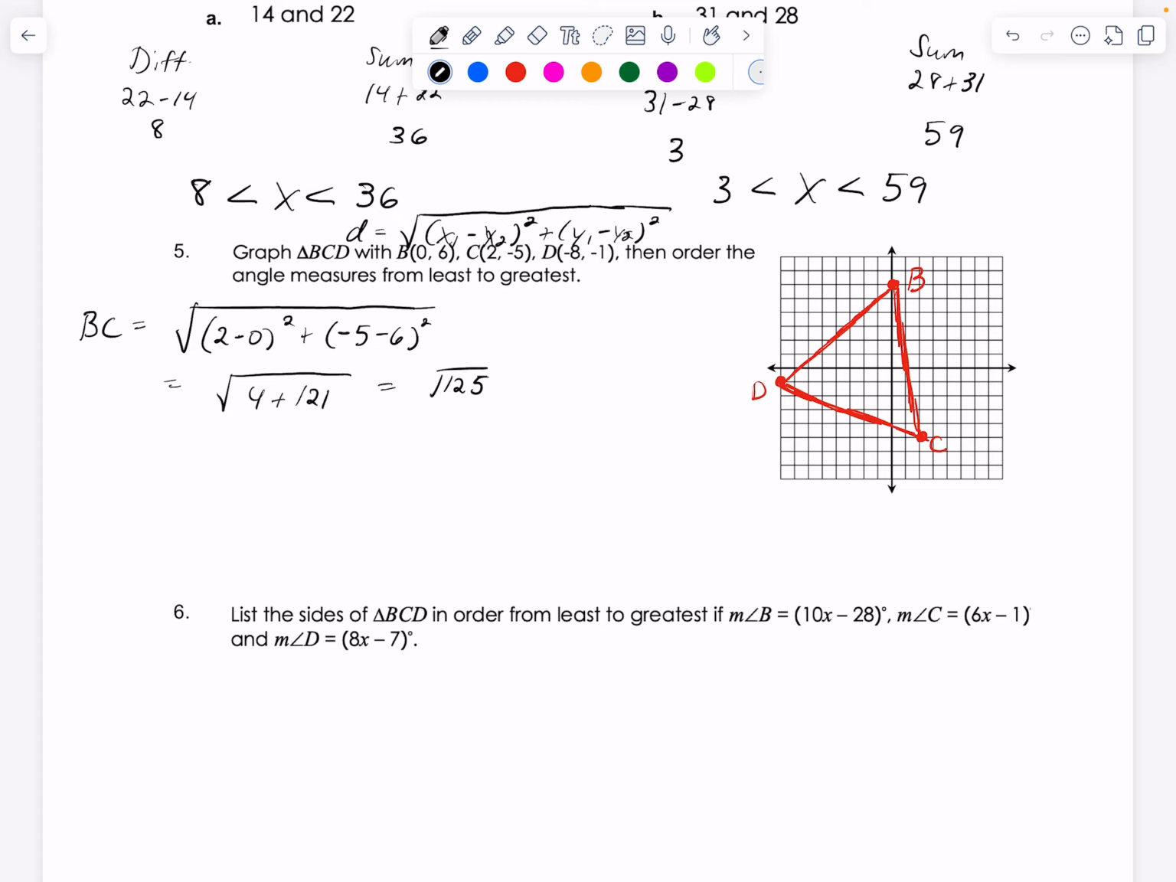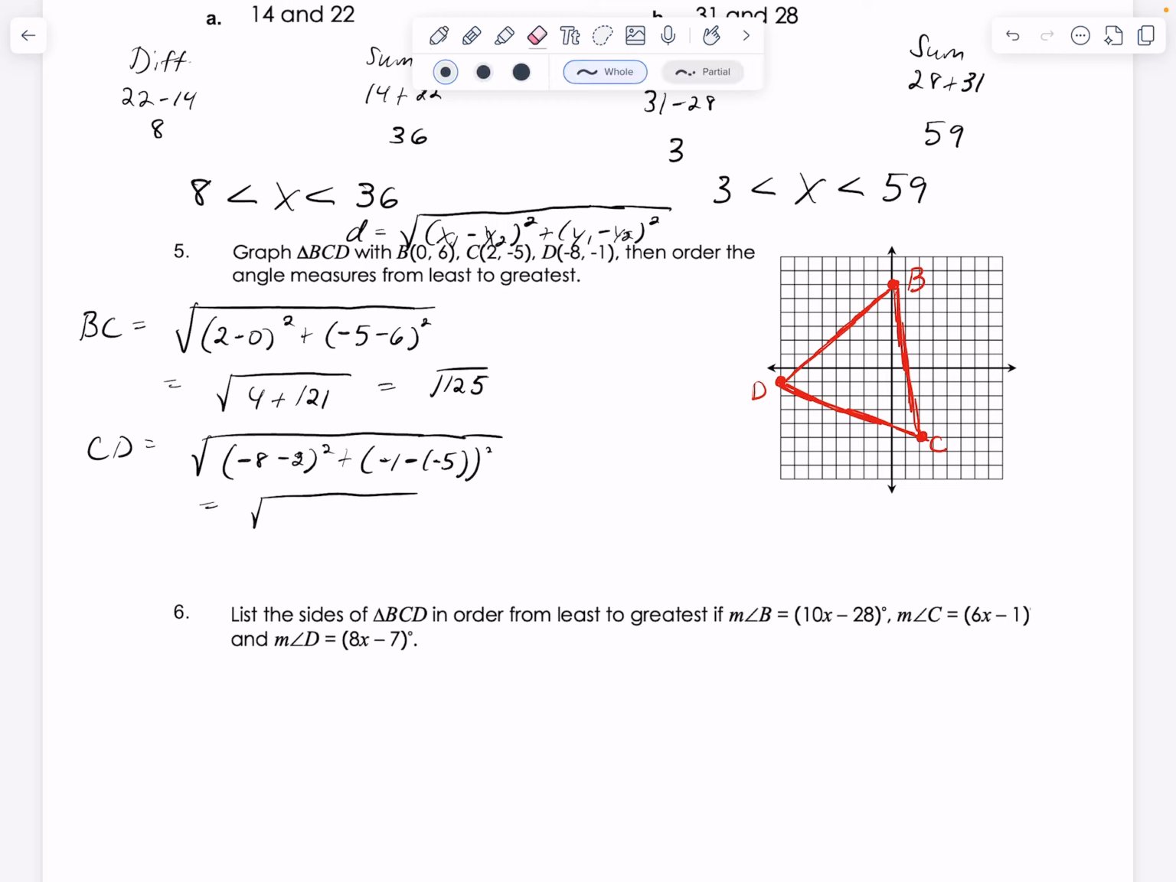Let's do the next one, which would be CD. So CD, using the distance formula, is going to be negative 8 minus 2 squared plus negative 1 minus negative 5 squared. So that's going to be equal to negative 8 minus 2 is a negative 10, squared is 100, plus negative 1 minus a negative 5 is really adding 5, so that's going to be 4 squared is 16. So the square root of 116 is CD.